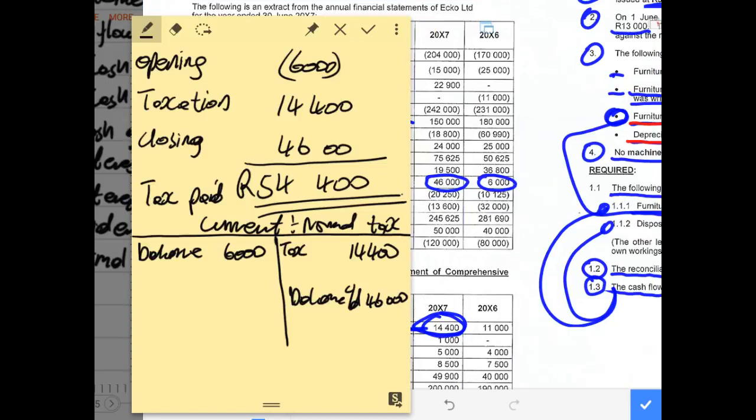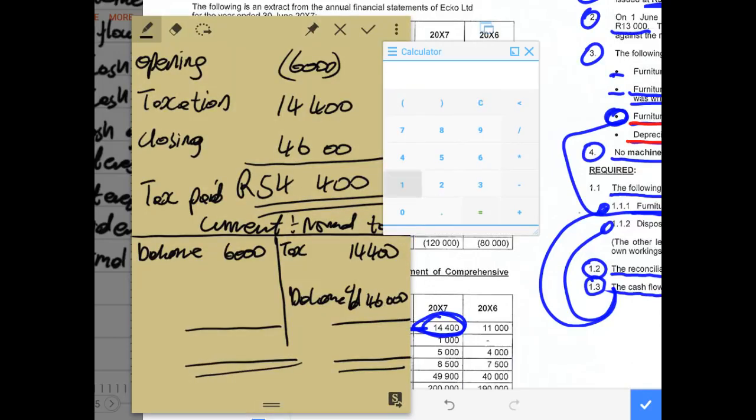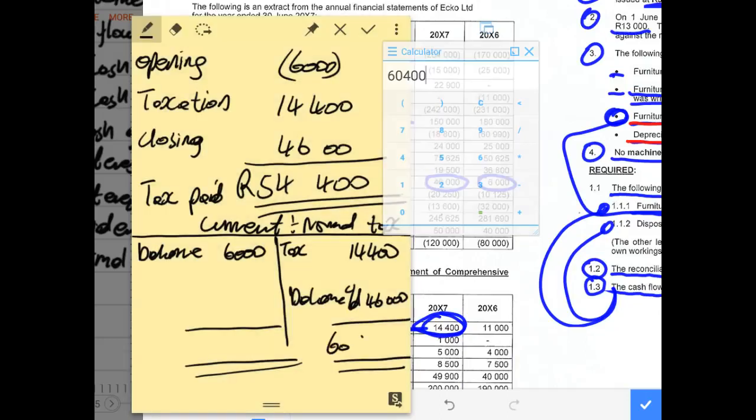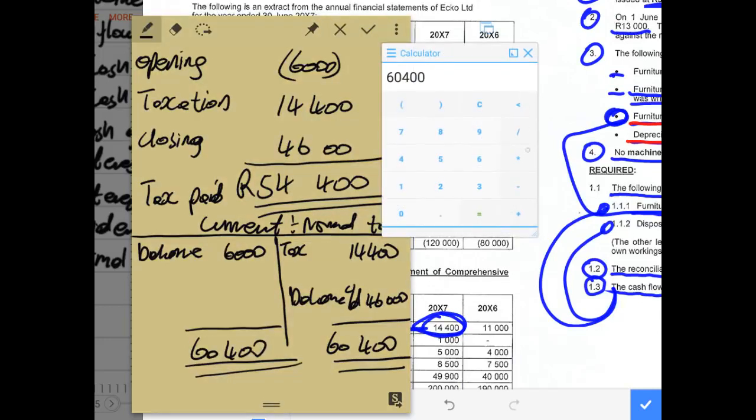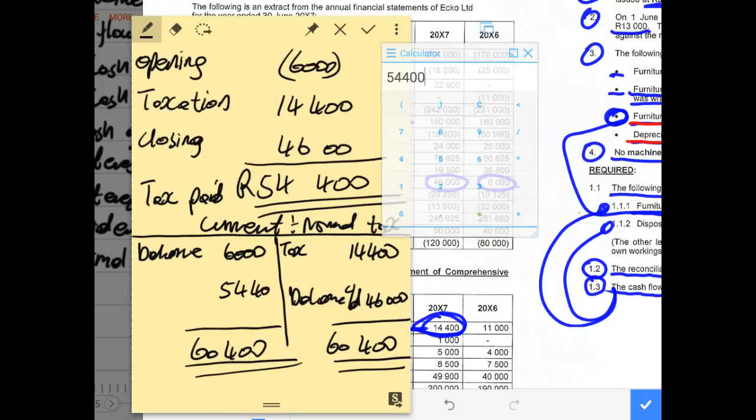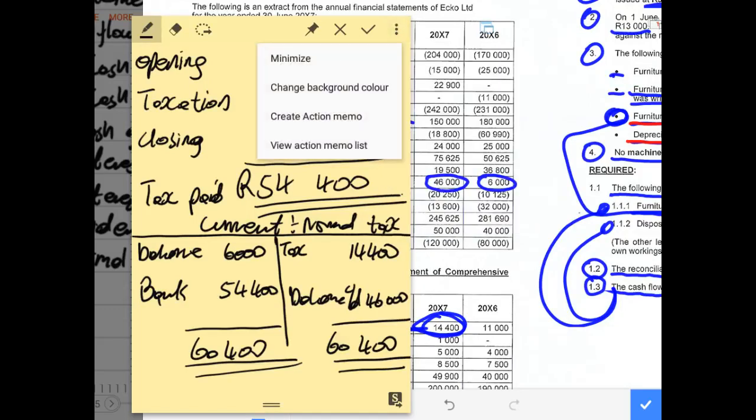So we can see that the bigger side will obviously be the credit side, meaning we'll have to say 14,400 of the tax expense plus 46,000, which is the closing balance. This will give us 60,400. Then we say minus the opening balance. That is why the opening balance was deducted. I think now you are very clear. Therefore this will be 54,400 and the contra entry will be bank on the debit side. So that is why the opening balance was deducted.